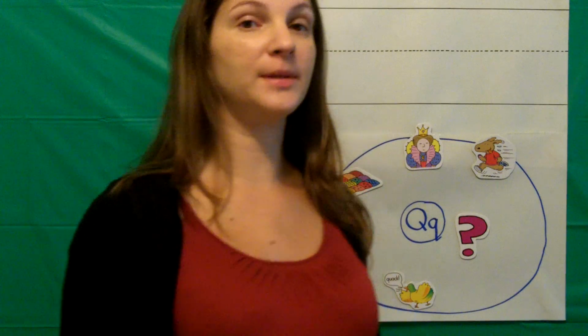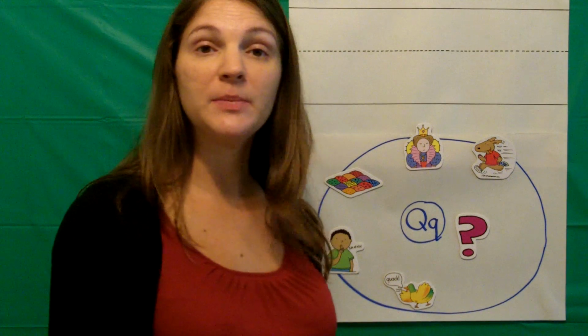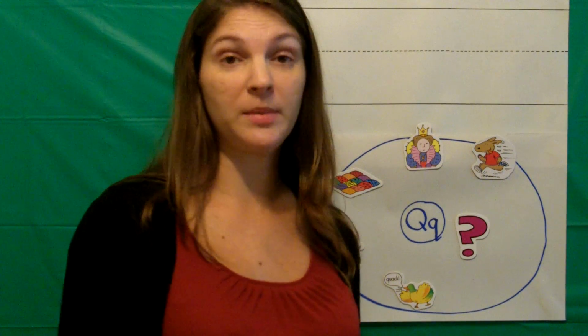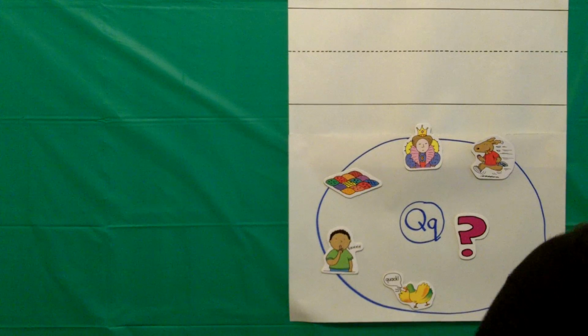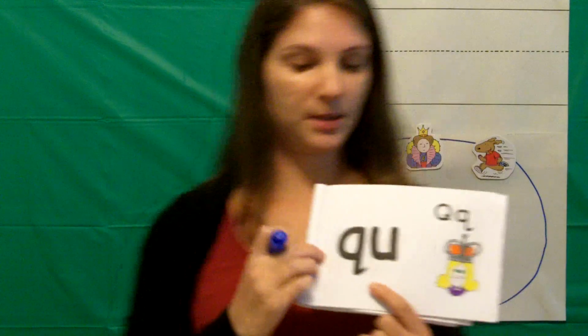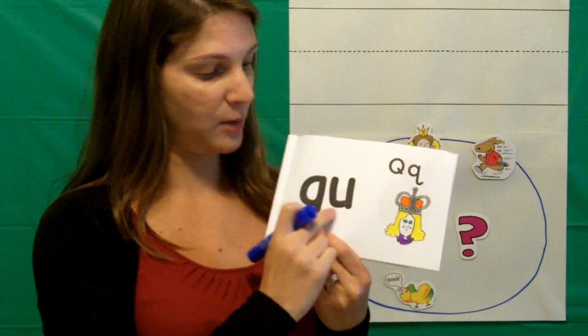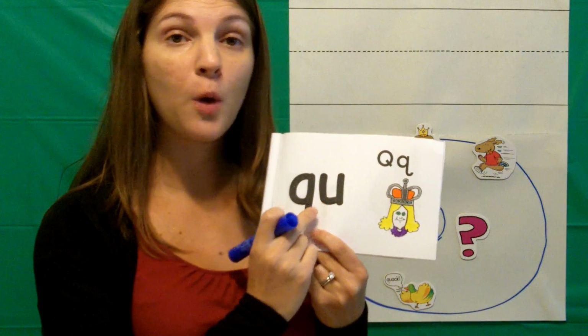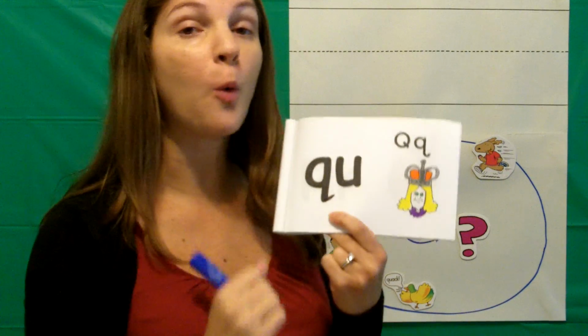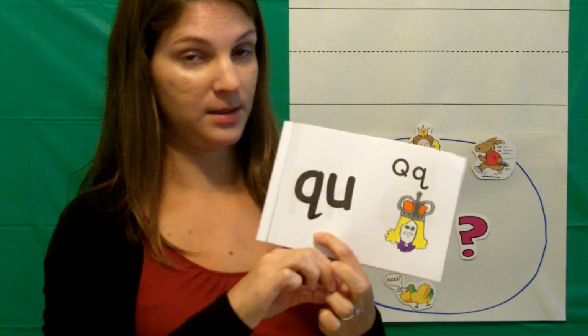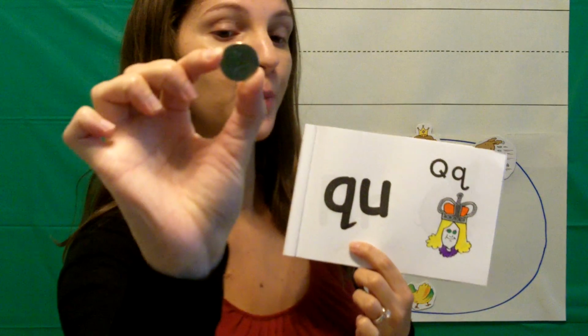Now, we are going to talk about the letter Q. And just keep in mind that Q is very best friends with the letter U. So most words in the English language that begin with Q will be followed by the letter U. So when I print the letter Q, I'm going to print the letter U next to it. And when we say this sound, we're going to say qu, qu, like in quiet, or like in quarter. This is a quarter.